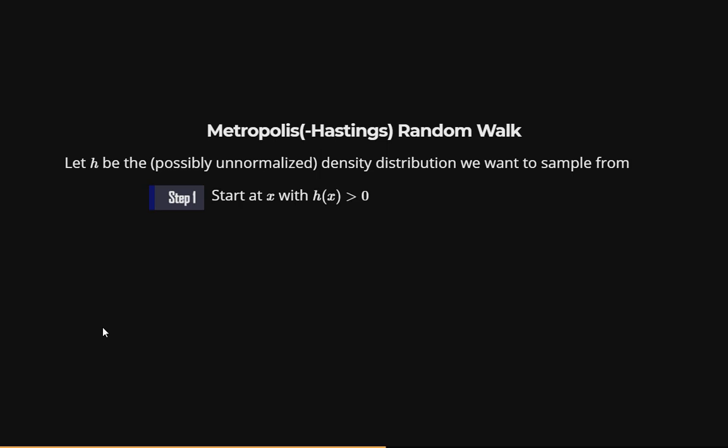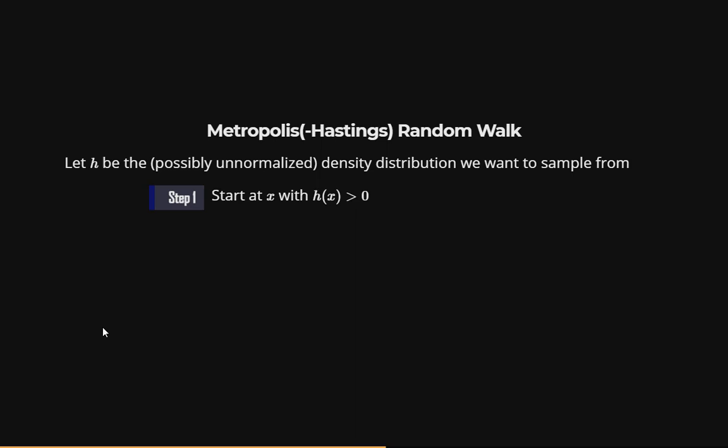We have h, the density distribution we want to sample from. h doesn't have to be really the density distribution. It could be also a multiple of the density distribution, just unnormalized. It has to be positive and with a finite integral, but not with integral 1. It's not important here.